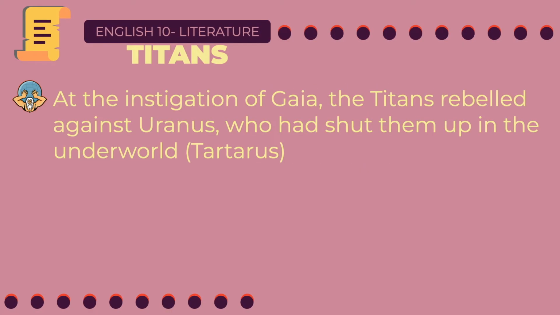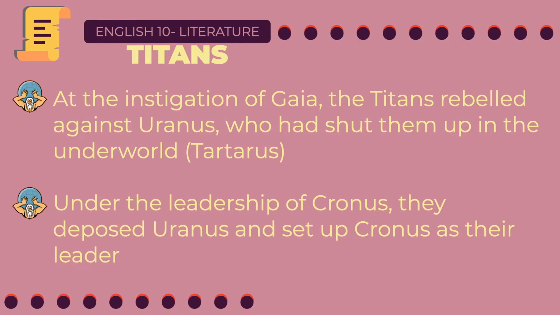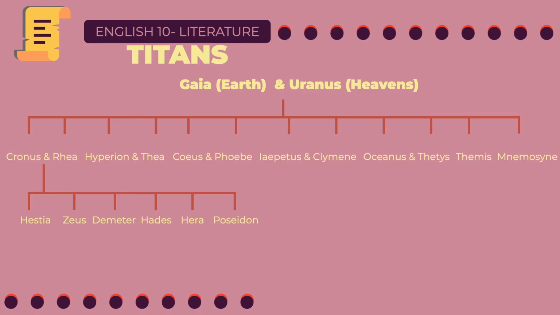At the instigation of their mother Gaia, the Titans rebelled against Uranus, their father, who had shut them up in the underworld called Tartarus. Cronus led them to depose Uranus. When they defeated Uranus, the Titans declared Cronus as their leader. But one of Cronus' sons, Zeus, rebelled against his father, and a struggle then ensued between them in which most of the Titans sided with Cronus.